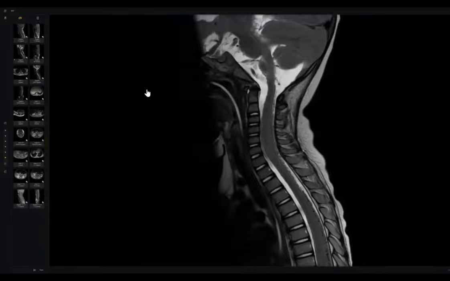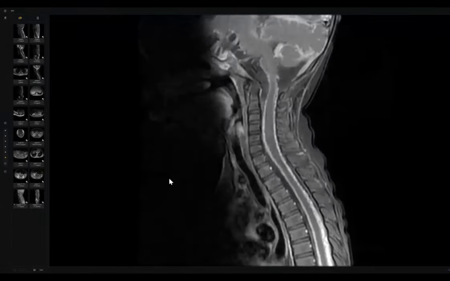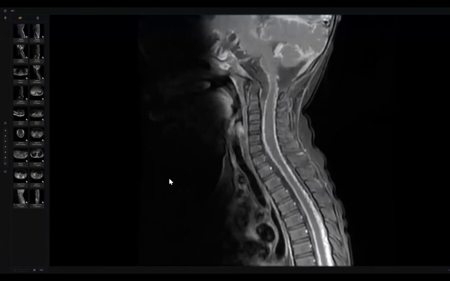I would like to see the other sequences as well for confirmation of my finding, if any post-contrast images were done for this patient. This is the post contrast. What do you think? Here I'm provided with the post contrast T1 weighted sagittal images of this patient.